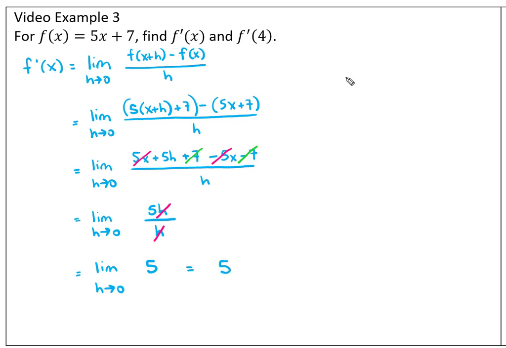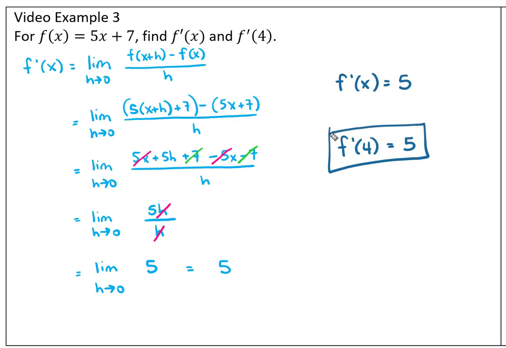Let's write that one time. F prime of x is equal to 5. So now if I'm trying to find f prime of 4, there's nowhere to plug in my 4. There's no x. There's nothing to do. So I just get 5. That's my constant function. This means that everywhere my slope is 5. Not just at 4, but everywhere. You have a constant slope of 5.